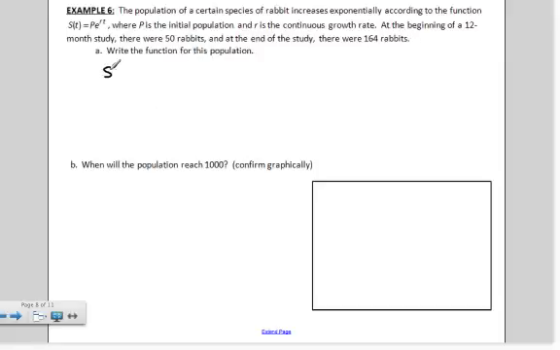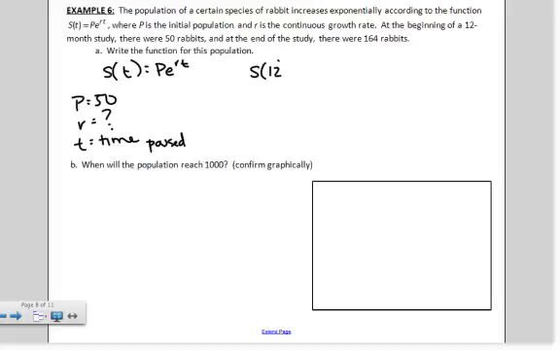All right, so we have S of t equals P e to the rt. Our initial amount P is 50. R is our growth rate, which we don't know. T is our time passed. And we know that S of 12 is 164. So we set the information that we know, 164 equals 50 e to the 12R. This means time is in months, guys.